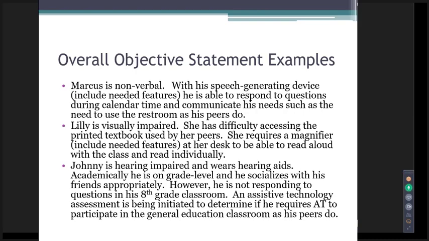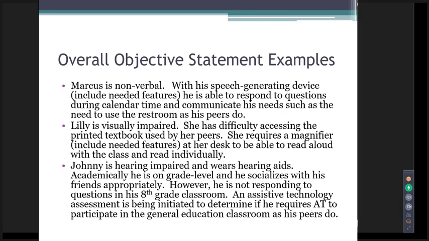And maybe for a hearing impaired student who wears hearing aids, academically he's on grade level and he socializes with his friends appropriately. However, he is not responding to questions in his 8th grade classroom. An assistive technology assessment is being initiated to determine if he requires AT to participate in the general education classroom as his peers do. So this would be an example of you've considered the need for assistive technology and you're saying, hey, he's not succeeding right now in this one area of class participation as he needs to, and so we need to look at AT. And so this might be how you would document that in the overall objective statement.